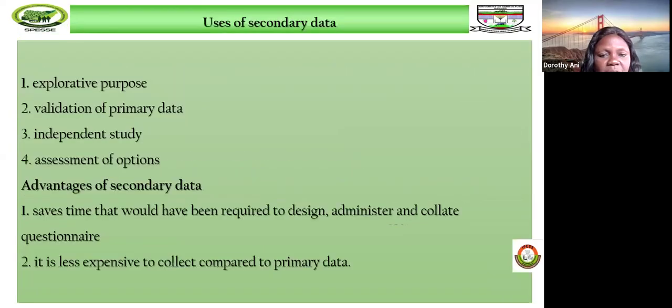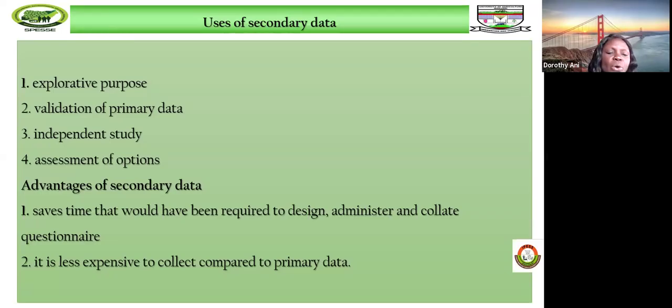We can collect secondary data. So what are the uses? For explorative purposes, to explore. For validation of primary data: maybe you have already collected primary data and you want to confirm, to check the accuracy of your primary data. Is it in line? Is it lining up? Is it in agreement, or is it in disagreement? I say independent study: you can use it to do an independent study and graduate. You mustn't go to the field with a questionnaire. You can just collect secondary data and then run your analysis. You mustn't always go to the field to collect your primary data. Assessment of options, you can use it for that again.